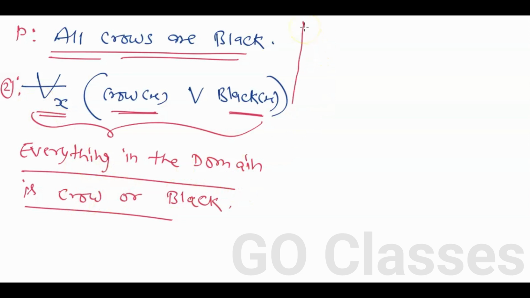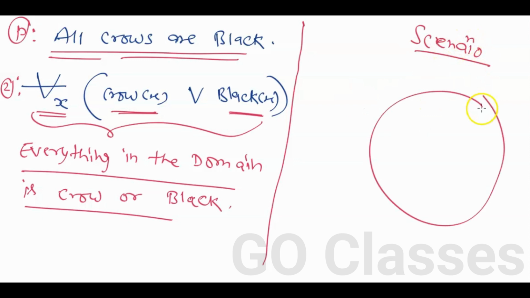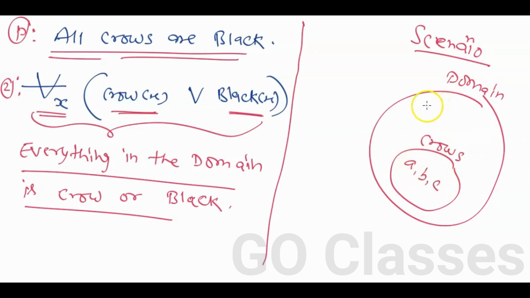Now again, let me give you some scenario where this statement and this expression will have different truth values. So consider this simple scenario. Assume this is your domain. I told you, when the domain is not specified, then the domain has everything. And let's assume inside this domain these are the crows A, B, C. And let's assume these are not crows.